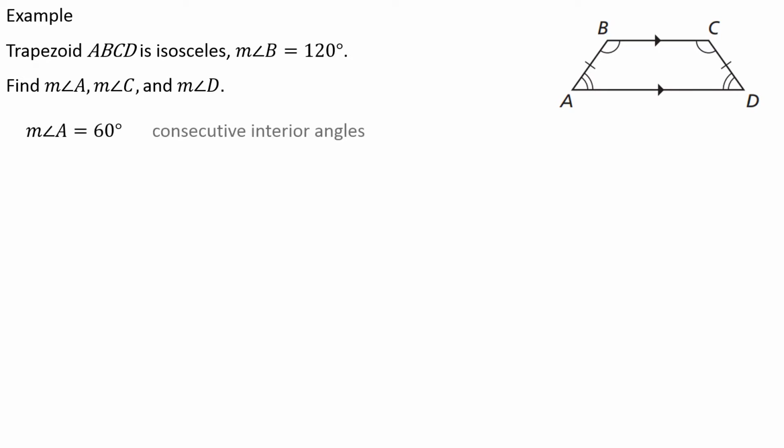Angle A has to be 60. That's because we've got consecutive interior angles. Remember, I've got two parallel sides, and so segment AB is a transversal. Right? BC is one parallel side, AD is the other parallel side, so those make parallel lines. And so angles A and B are both interior angles, and they're between the parallel lines.